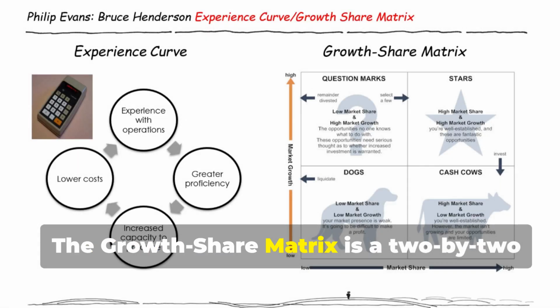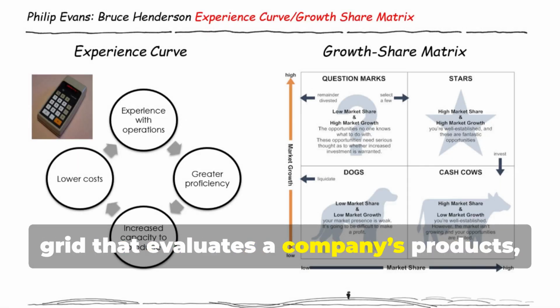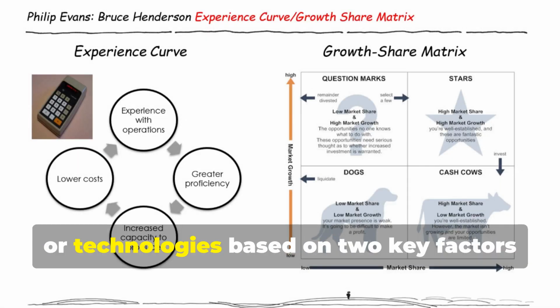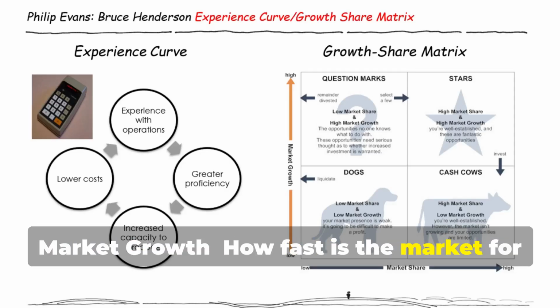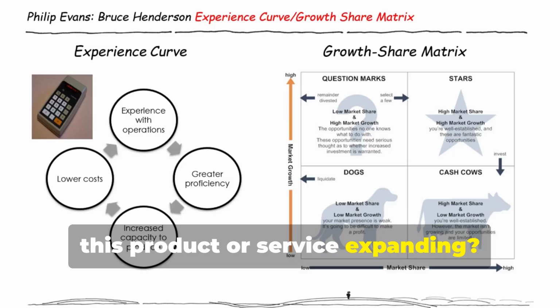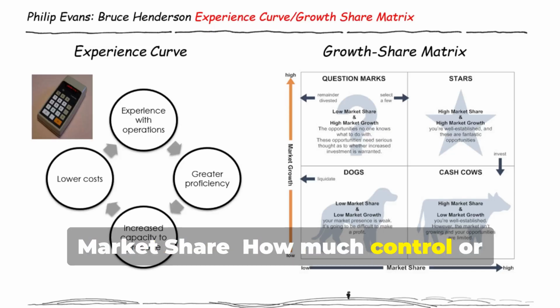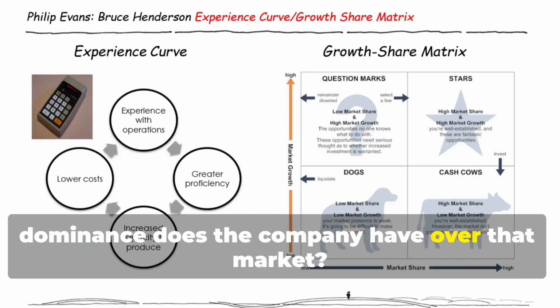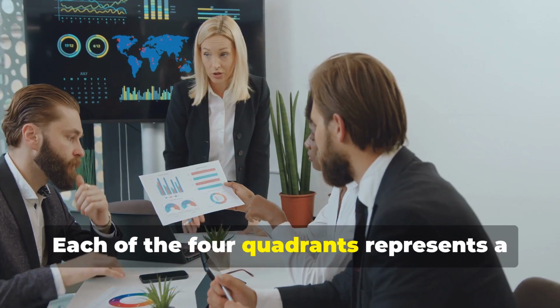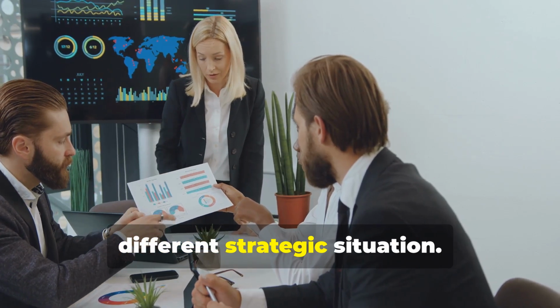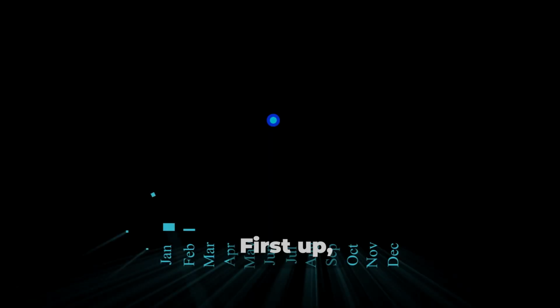The Growth-Share Matrix is a 2x2 grid that evaluates a company's products, business units, or technologies based on two key factors. Market growth. How fast is the market for this product or service expanding? Market share. How much control or dominance does the company have over that market? Each of the four quadrants represents a different strategic situation. Let's look at each one.